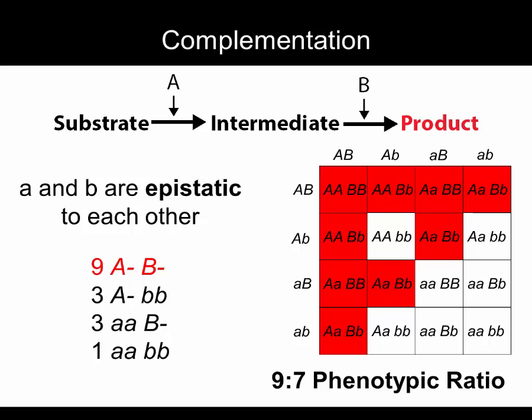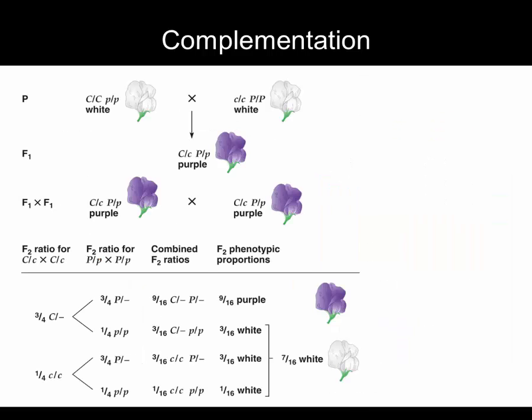If a flower is homozygous recessive for A, it will be white regardless of the genotype for B. Likewise, being homozygous recessive for B makes A's genotype irrelevant. Complementation is interesting because it can allow two true-breeding individuals to have offspring different from either parent.